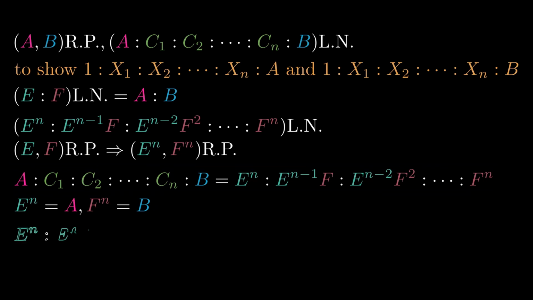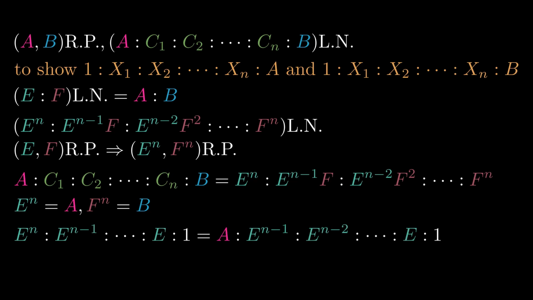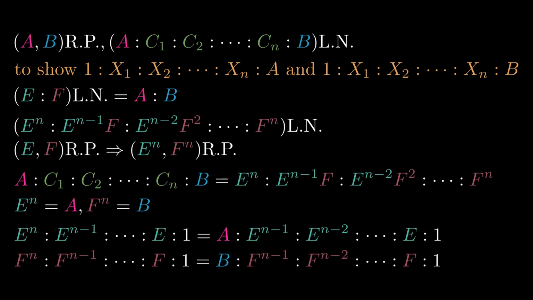We can therefore make the continued proportions e to the n to e to the n minus 1, and so forth to e to 1, which is a to e to the n minus 1, and so forth to e to 1, and f to the n minus 1, and so forth to f to 1, which is b to f to n minus 1, and so forth to f to 1. So, we've done what we've set out to do.